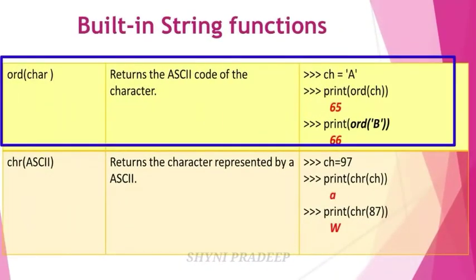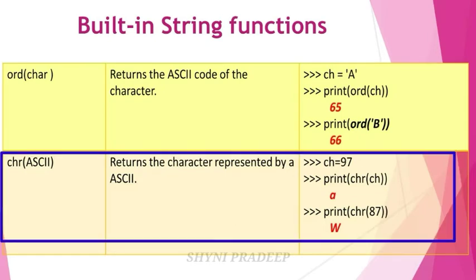And next, ord, the order of character. This function returns the ASCII code of the character. If you give any one character, it will print the ASCII code of that character. Here ch is equal to uppercase A. When you give this, the ASCII code of uppercase A will be printed on the output screen. That is 65. Next, if you give uppercase B, 66 will be printed, that is the ASCII code of the B character.